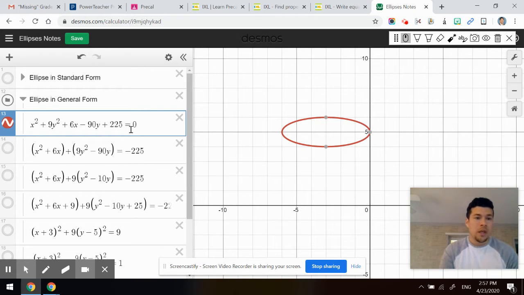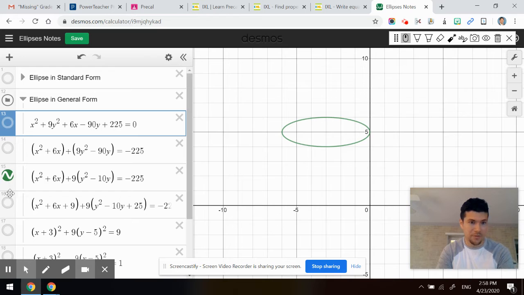So here we go. The first thing that I'm going to do is group my x's together. So I've got x squared plus 6x and y squared, 9y squared minus 90y. And I move my 225 to the right side. Again, I use Desmos to verify that my step is correct. Okay. Next thing that I'm going to do is factor out the 9 from the y's. That leaves me with y squared minus 10y inside of parentheses.